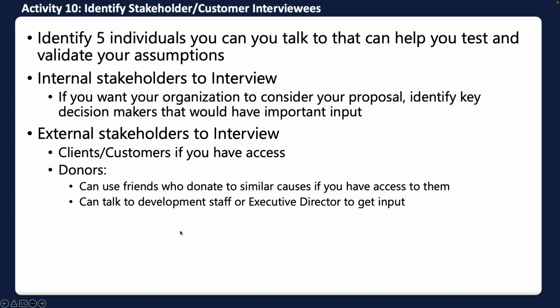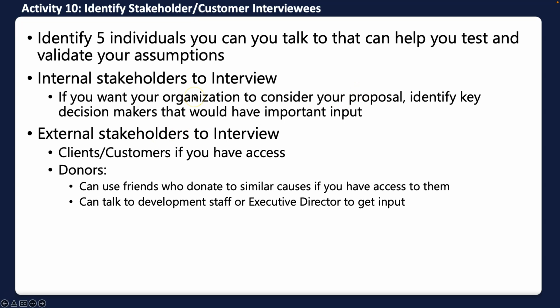Then here in activity 10, you're going to identify 5 individuals that you can talk to, to help you test and validate your assumptions. Now remember, in the real world, this is going to take months and months and months to do. So for this course, we want you to understand process. So that's why you're only going to be doing 5 individuals. And we want you to split that up between internal and external stakeholders.